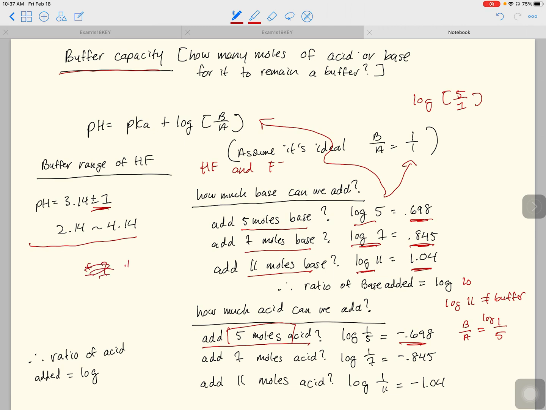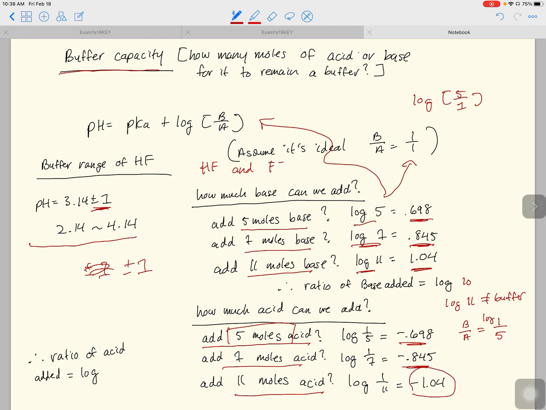If I add 7 moles of acid, it's negative 0.845. Would it still be a buffer? Yes. And if I add 11 moles of acid, would it be a buffer? No, because you see how it goes beyond negative 1?